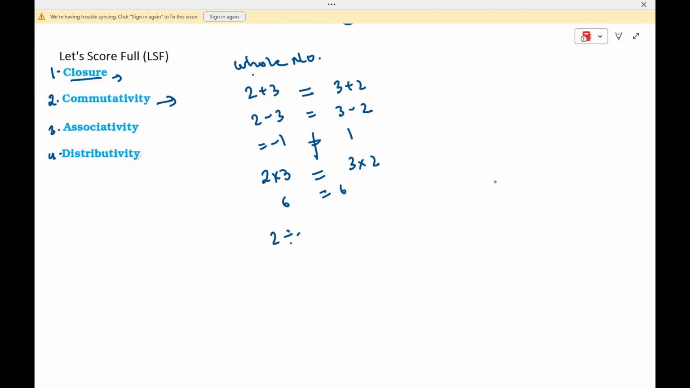Now let's see the next operation, 2 by 3 and 3 by 2. This is 2 by 3 and this is 3 by 2, which are not at all equal. If they are not equal, then whole numbers are not commutative under division.